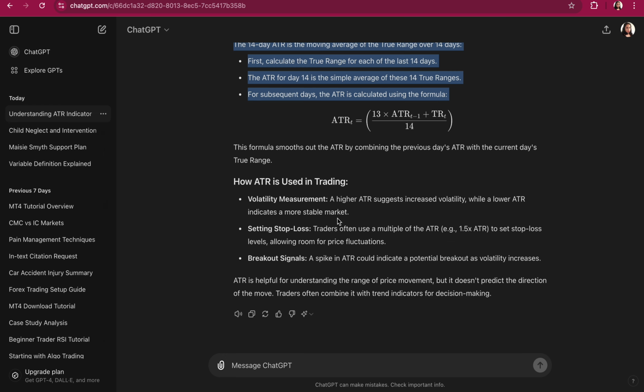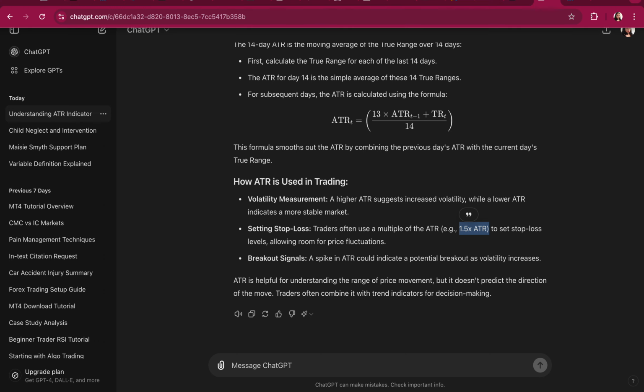And how do we use this to measure volatility in the market? Higher ATR means highly volatile, lower ATR means stable. And for setting a stop loss, that's what I told you, 1.5 times the ATR. And if there is a sudden increase in the ATR, that means the market has become kind of volatile. That's what ChatGPT told me.